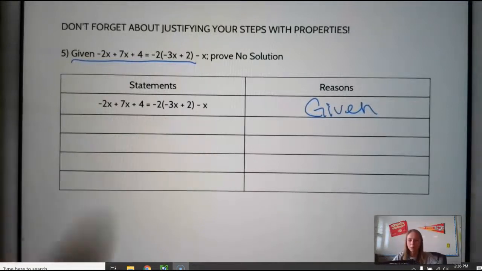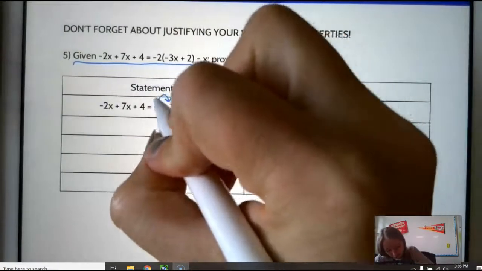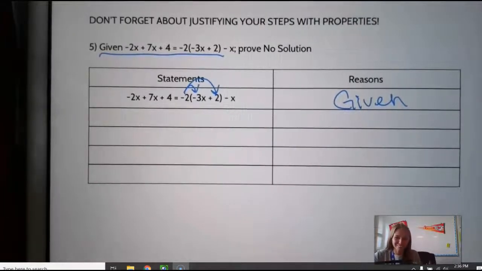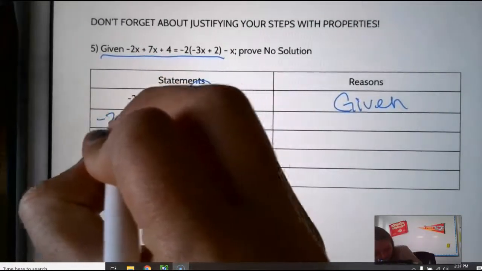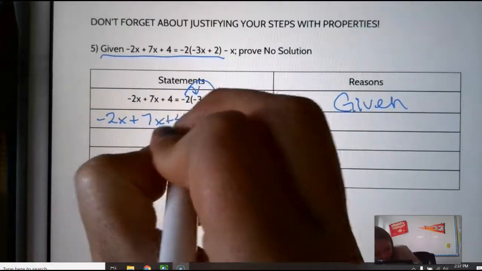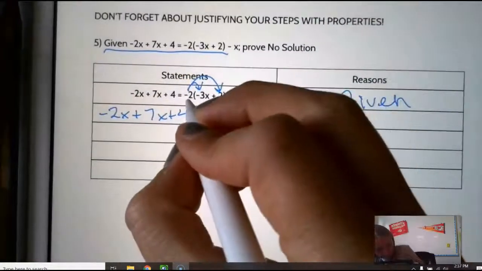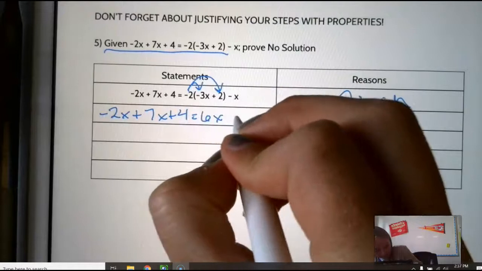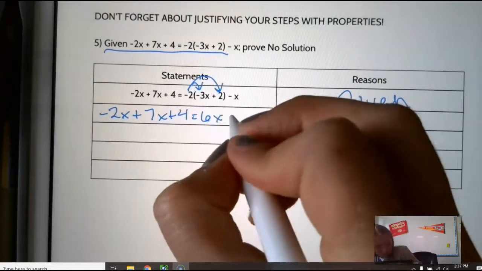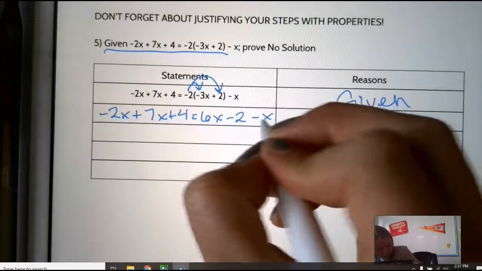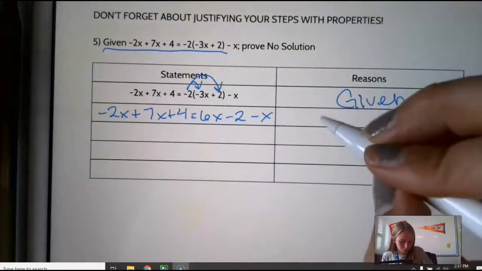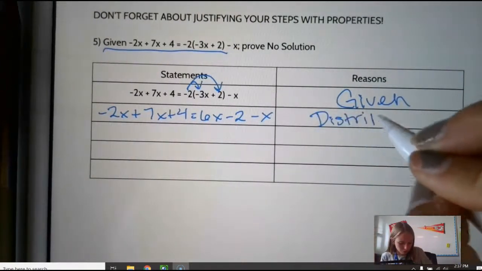Okay, now I see parentheses, so my mind automatically thinks I need to distribute. So I'm going to distribute -2. Oh my gosh, I need -2 to both of those, so I end up with -2x plus 7x plus 4 on the left. Nothing changed there. Now -2 times -3x gives me a positive 6x. And then -2 times a positive 2 gives me a -2. And then minus x. Can't forget that on the end. So what I just did was distribute. So what am I going to put over here? Distribute.